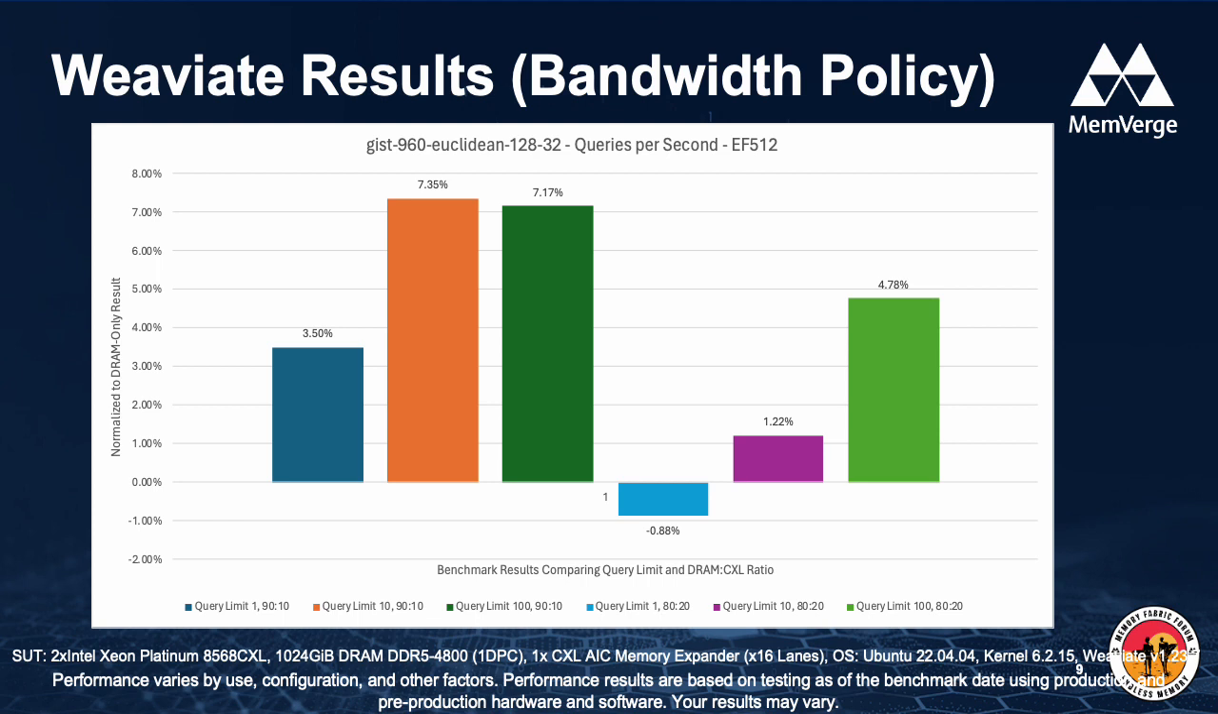The last 3 bars, the blue, the purple, and the green, are for a split of 80-20. If you remember from the example, 80-20 was the actual theoretical limit of bandwidth for DRAM and CXL. So the best optimal solutions fit somewhere between 90-10 and 80-20. Having said that, we continue to refine our software and improve performance, so we would expect these numbers to get better in the upcoming releases.